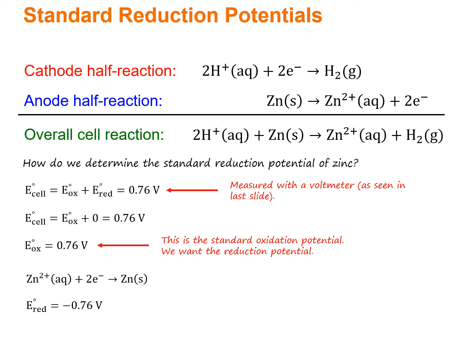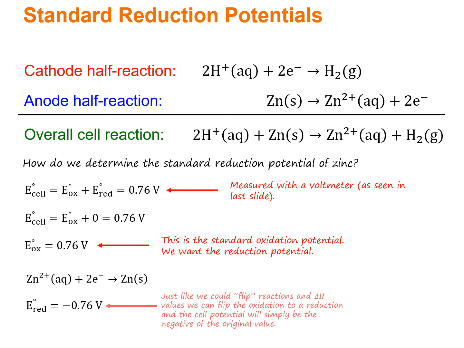So we just flip it, just like when we were solving for delta H's and so on, we would also flip the sign there. And that's the same thing that we're going to do here. We can flip the reactions, but we also have to flip the sign associated with it. So the reduction potential becomes the negative of the value of the oxidation potential.